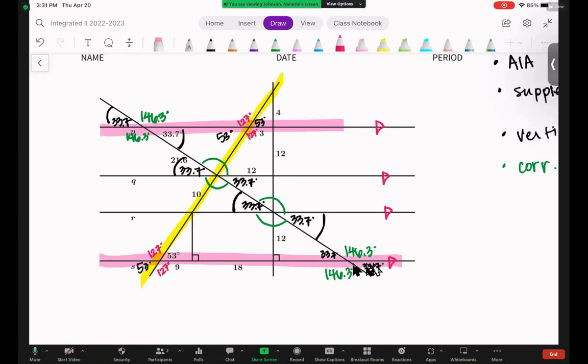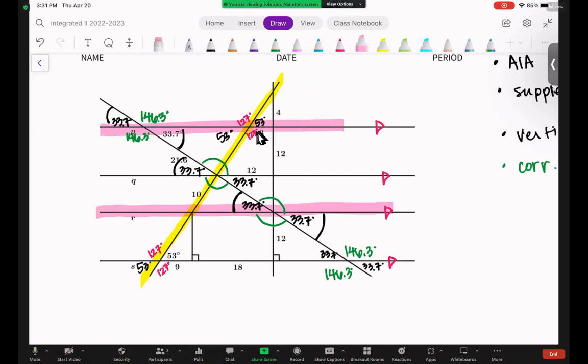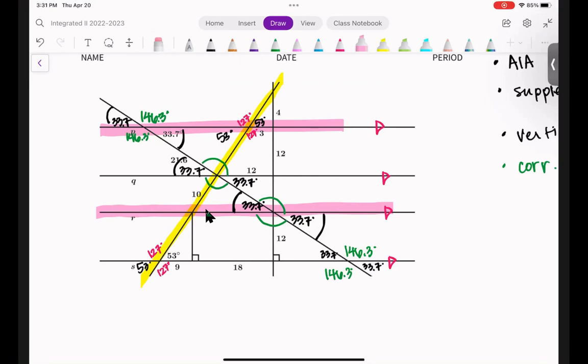So I'm going to erase this pink line and highlight the next one up just so you guys can do the next one. While I'm highlighting, go ahead and look at what angles I already know because I have that. And you're like, oh, that 53 degrees, Miss Johnson, this one is alternate interior to this one. That's right. So go ahead and fill all them out and then come back to me when you're done. And let's see if we can get all of them in there.